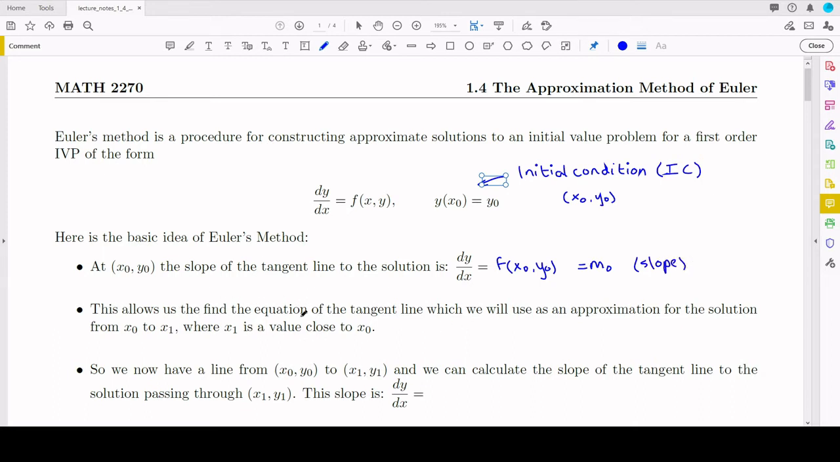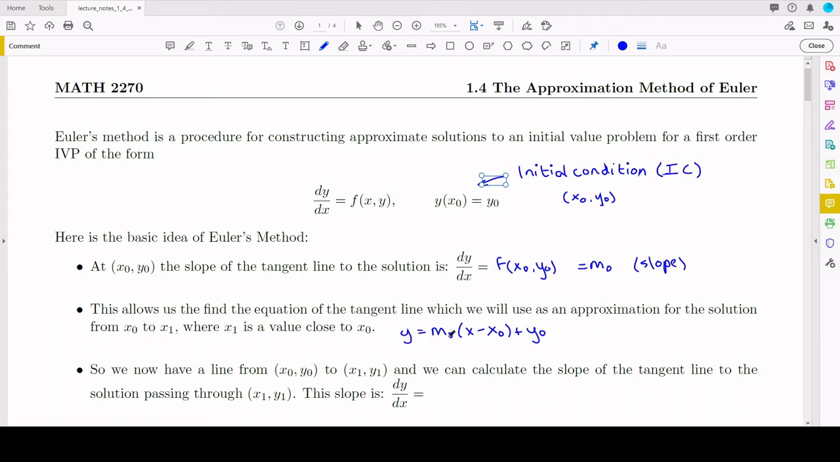Now this allows us to find the equation of the tangent line. And the tangent line, we know from calculus, is y equals m naught, the derivative, times x minus x naught plus y naught. And we will use this line to find an approximation for the solution from x naught to x1, where x1 is a value close to x naught.